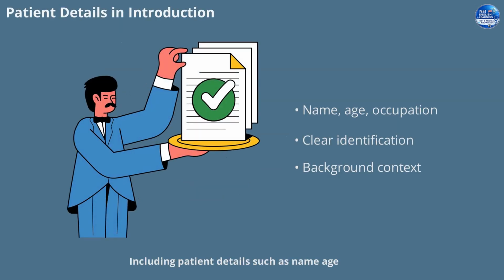Including patient details such as name, age, and occupation in the introduction is crucial. This information helps the recipient quickly identify the patient and understand their background. For example, a letter might state, "Mr. Smith, a 60-year-old farmer, was admitted for routine assessment." Providing these details ensures that the communication is clear and that the patient's identity is not confused with others.